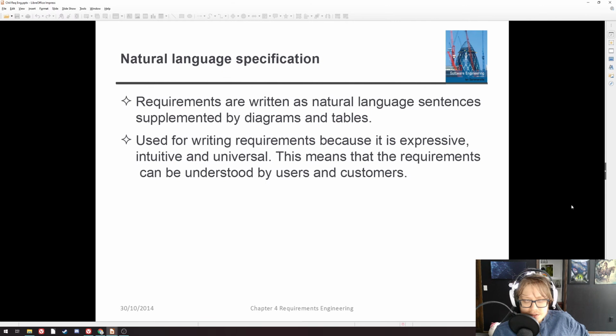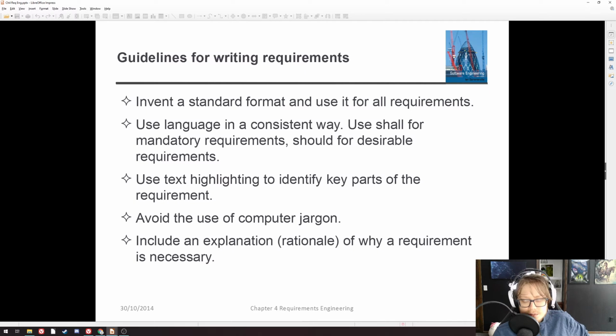So natural language you already know. This is one way of writing requirements. Write them in natural language sentences, and then supplement that with graphical work, usually diagrams and tables. This is where a lot of people have been light so far. They've just structured it as sentences. Figures and sketches are a very helpful part of requirements documentation. So this is used for writing requirements documents because it's easy, it's expressive, it's intuitive, and it's universal. Of course, that comes with a lot of downsides we'll go over in a sec.